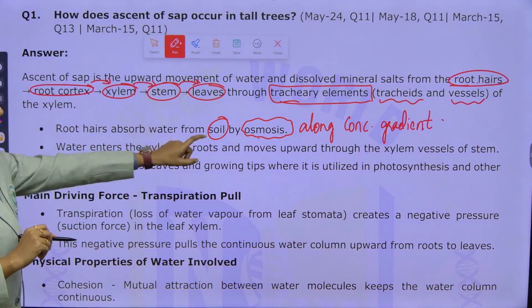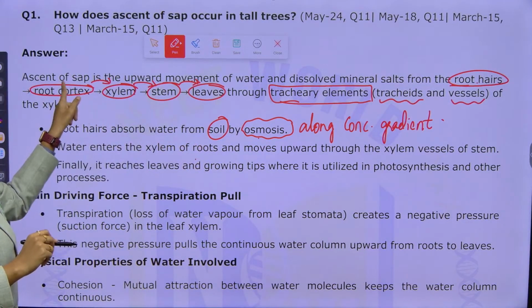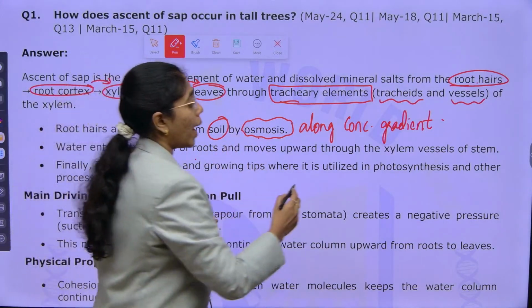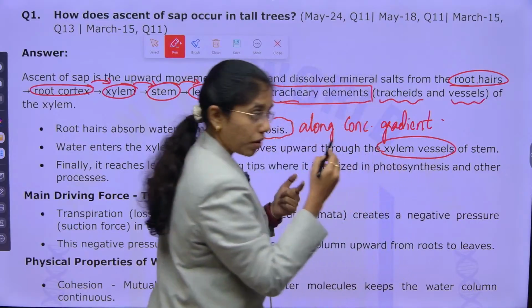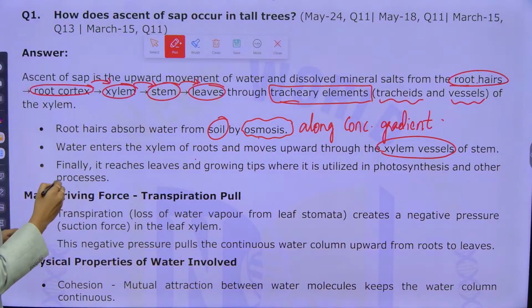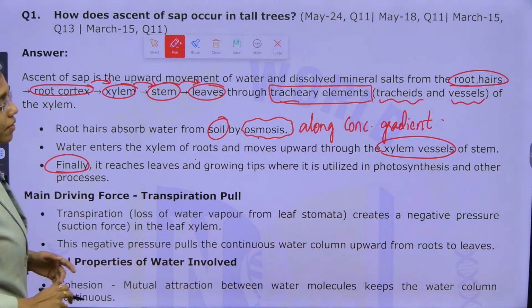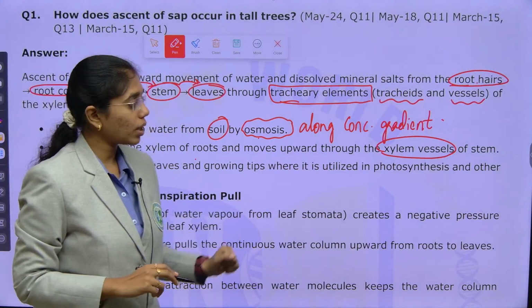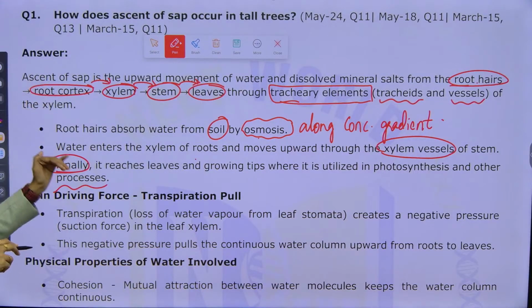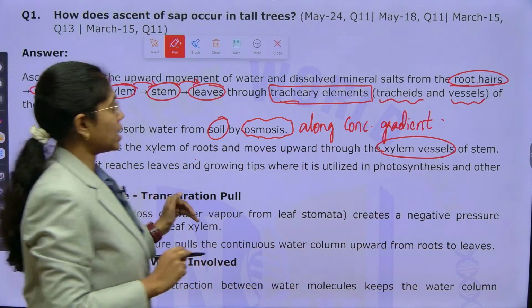Water enters the xylem of roots, first it will enter into what? Root hairs, and then it moves upwards across the xylem vessels, from the root tip to the tip of the plant. Finally, it reaches the leaves and growing tips, where it is utilized for photosynthesis and other metabolic activities. So, this is the brief intro that you will give about ascent of sap.